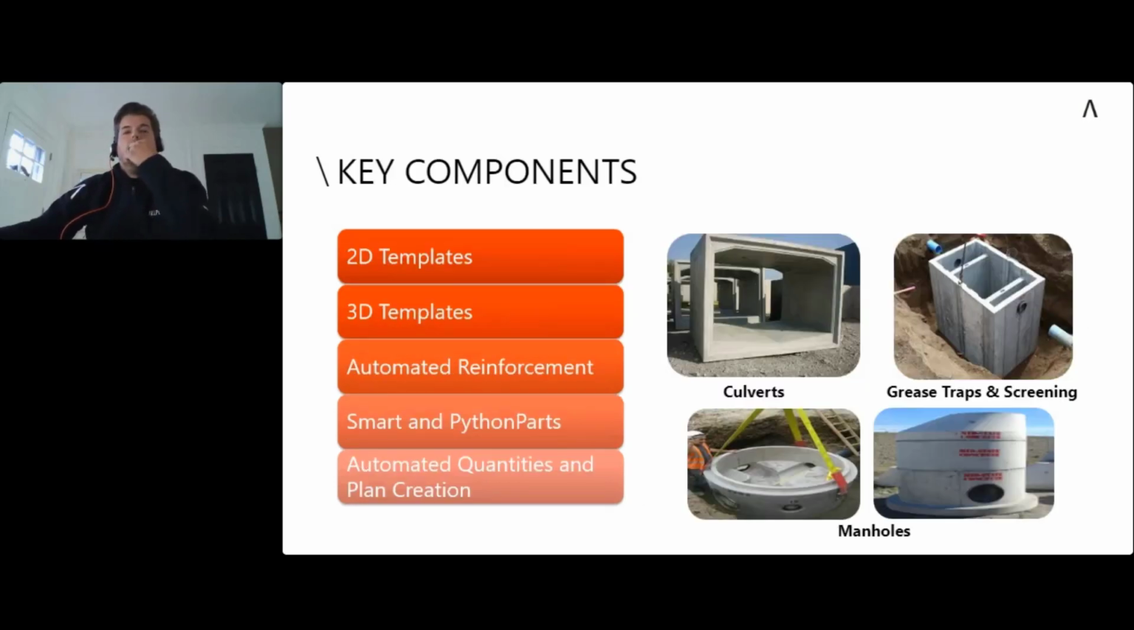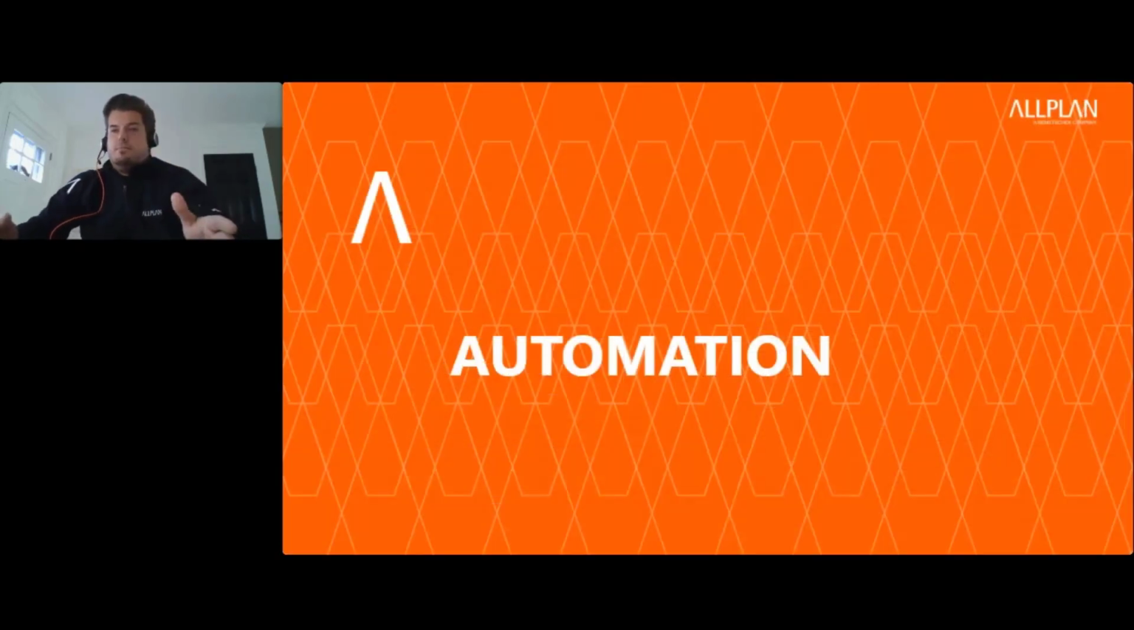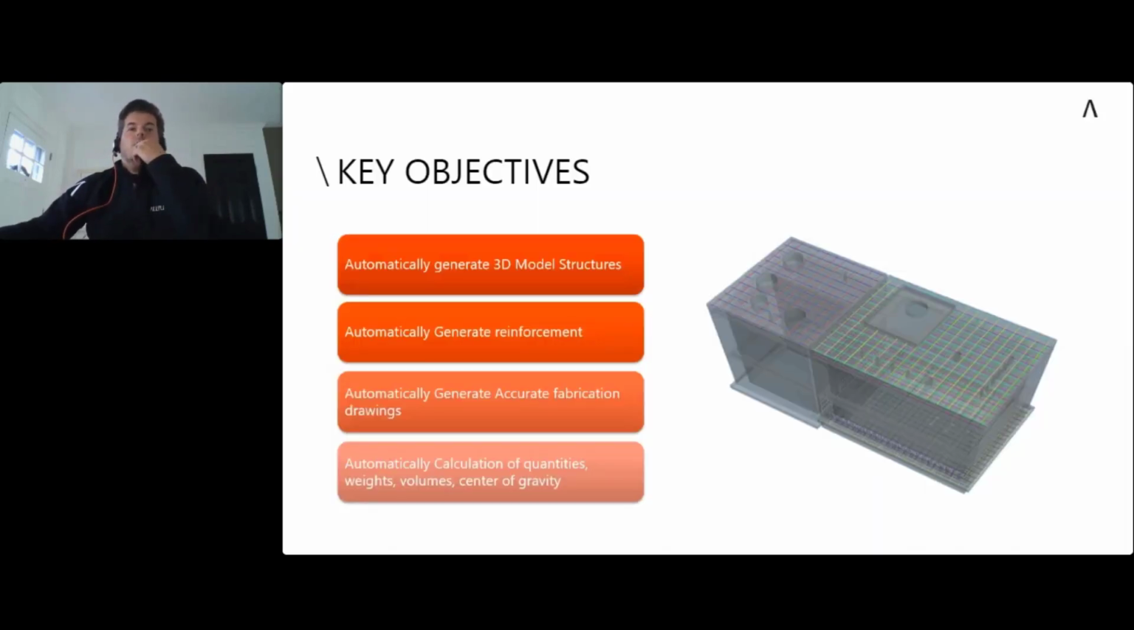Key components in the webinar today: 2D templates, 3D templates, Smart and Python parts, and automation is going to be key to the whole webinar. So automated reinforcement, automated quantities, and plan creation. Again, we're trying to make it easier for all precasters, more efficient, accurate, and much quicker, hence the automation. The key objectives you'll learn today are automatically generating 3D model structures, generating reinforcement, generating accurate fabrication drawings, and automatic calculations of quantities, weights, volumes, and center of gravity.